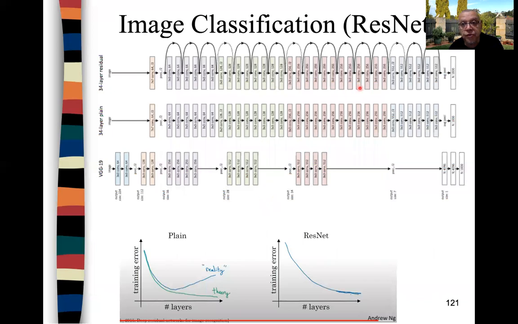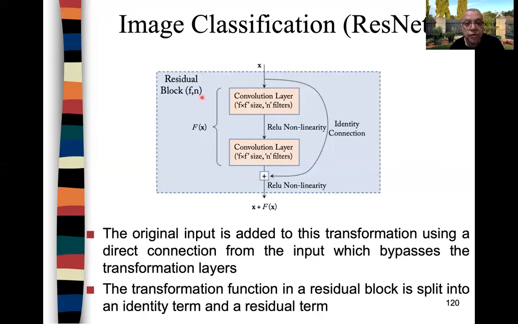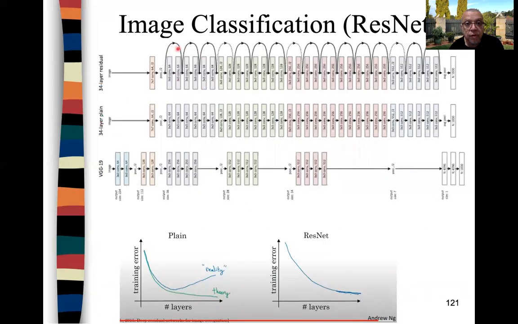As you can see here, the way you use these residual blocks is you put them one after the other. So this is the plain CNN, where you have a number of CNN layers without any skip connection. And this is the ResNet with the skip connections.